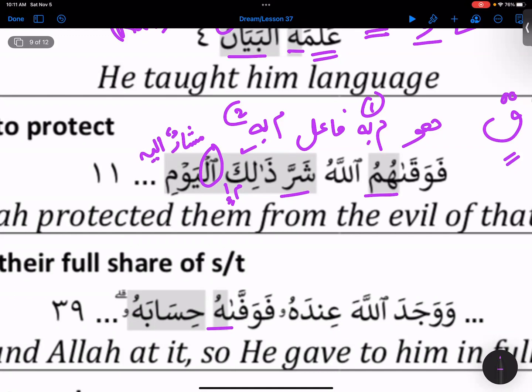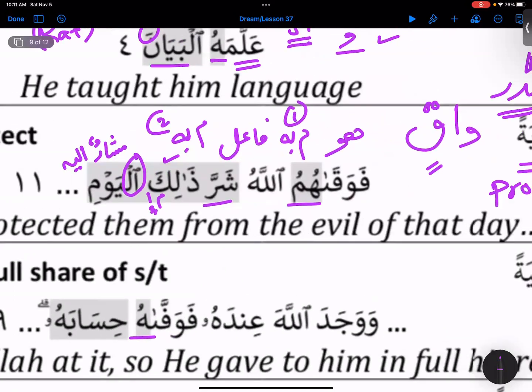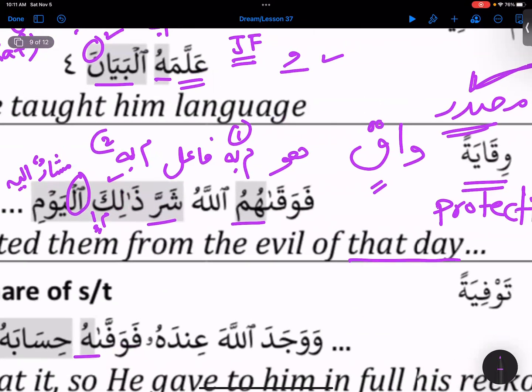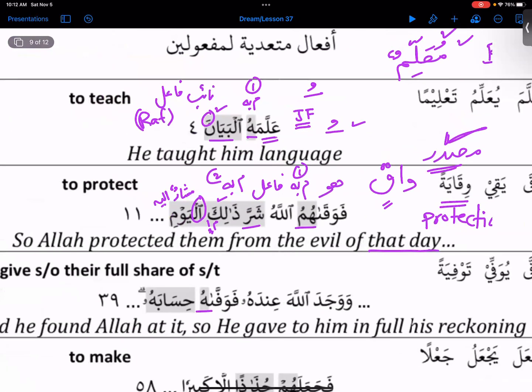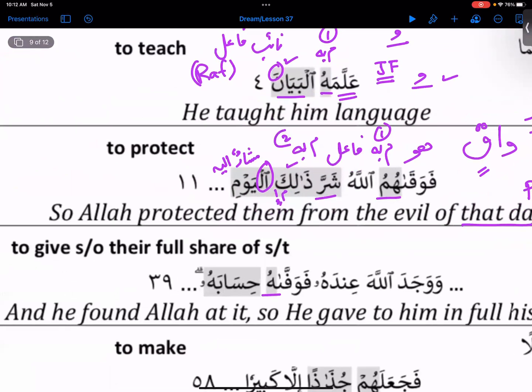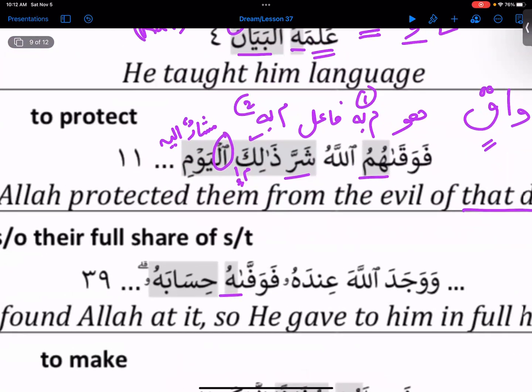So that's why we're going to say "that day." We are not saying "that is a day." If there is no al, then it will be a sentence, right? Then it will be "that is a day." But we are saying "that day." So that is basically a pointer fragment over here. Okay. So Allah protected them from the evil of that day.